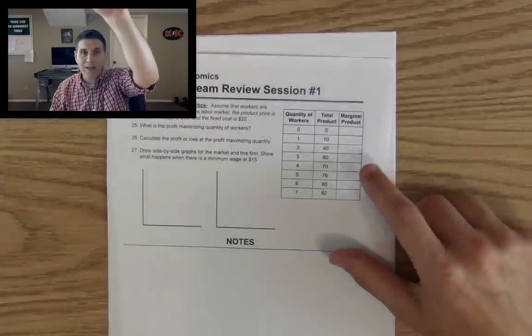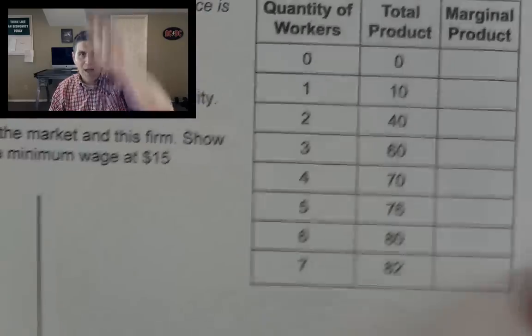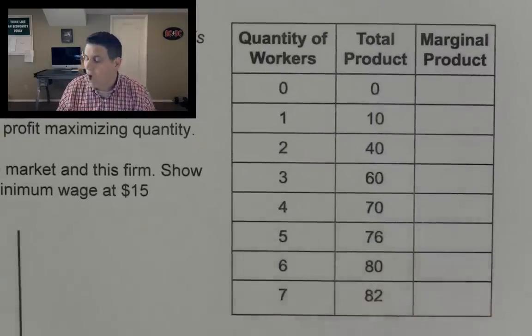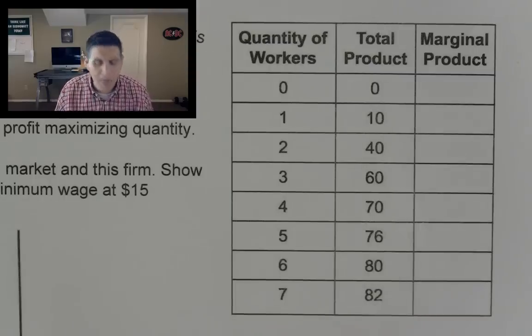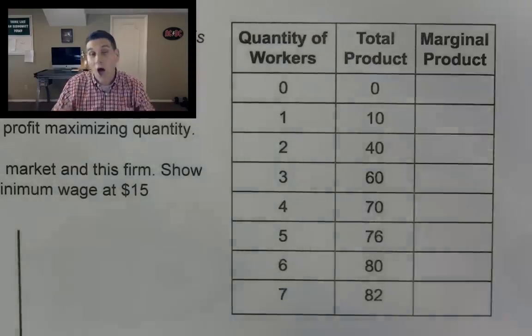The marginal product, right here. Again, notice this is not dollars. I think that's super important to understand. When we talk about production, and I skipped over this in Unit 3, we talk about production and the law of diminishing marginal returns. We're not talking about dollars at all.